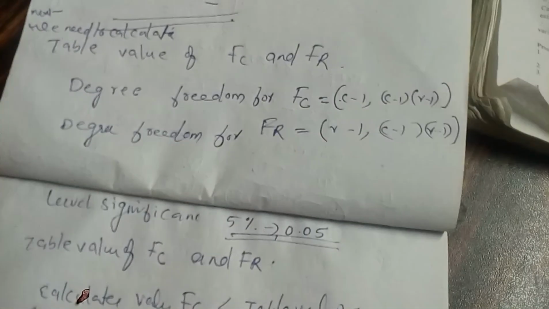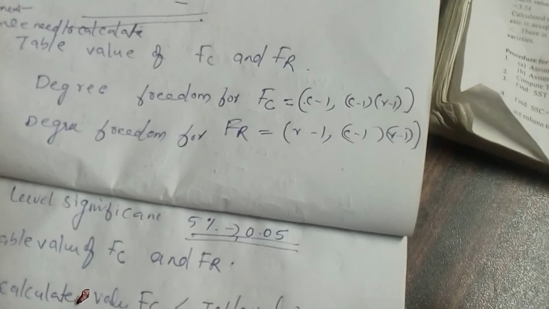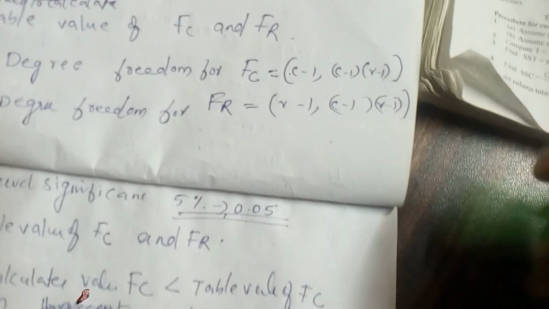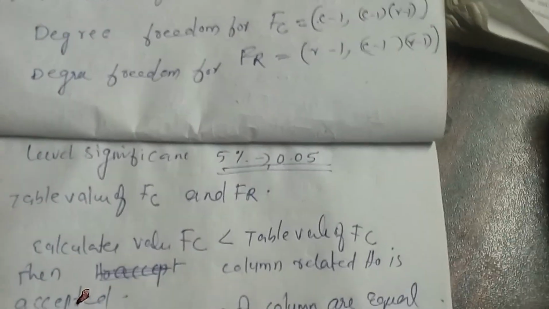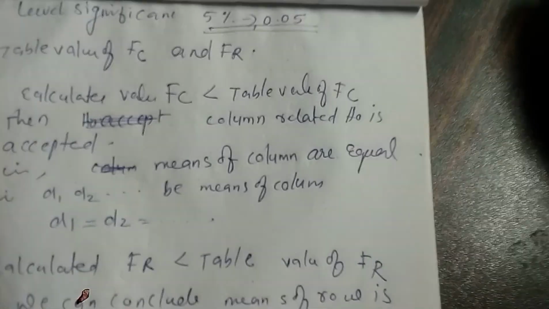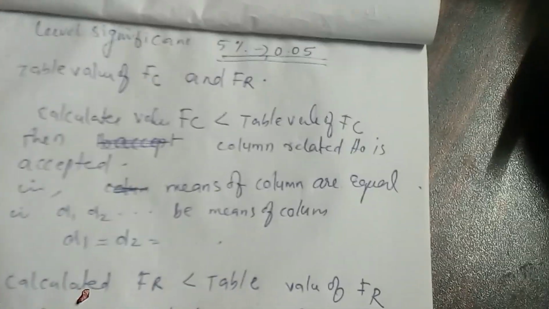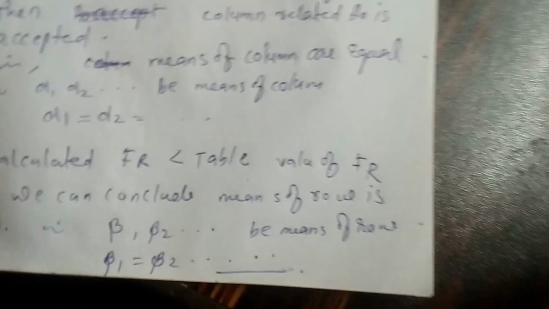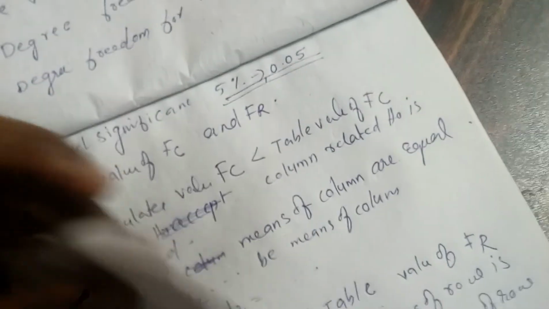Next, you find the table values of FC and FR. The degree of freedom of FC is C minus 1 comma C minus 1 into R minus 1, and the degree of freedom of FR is R minus 1 comma C minus 1 into R minus 1. Then you find the table value. If the calculated value is less than the table value, our column means are equal. And if the calculated value of FR is less than the table value of FR, then we can say the row means are equal. Next, we can draw the ANOVA table.